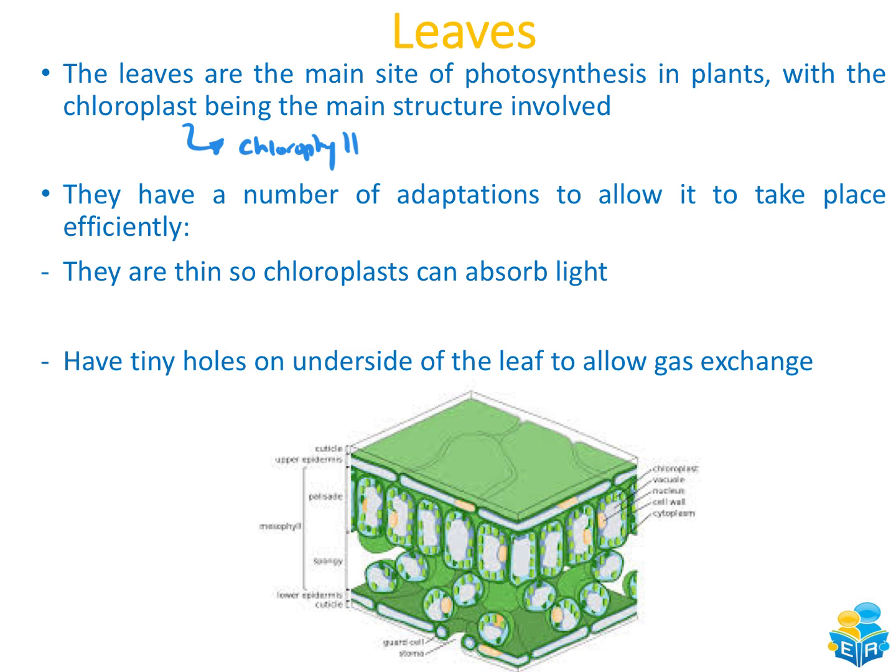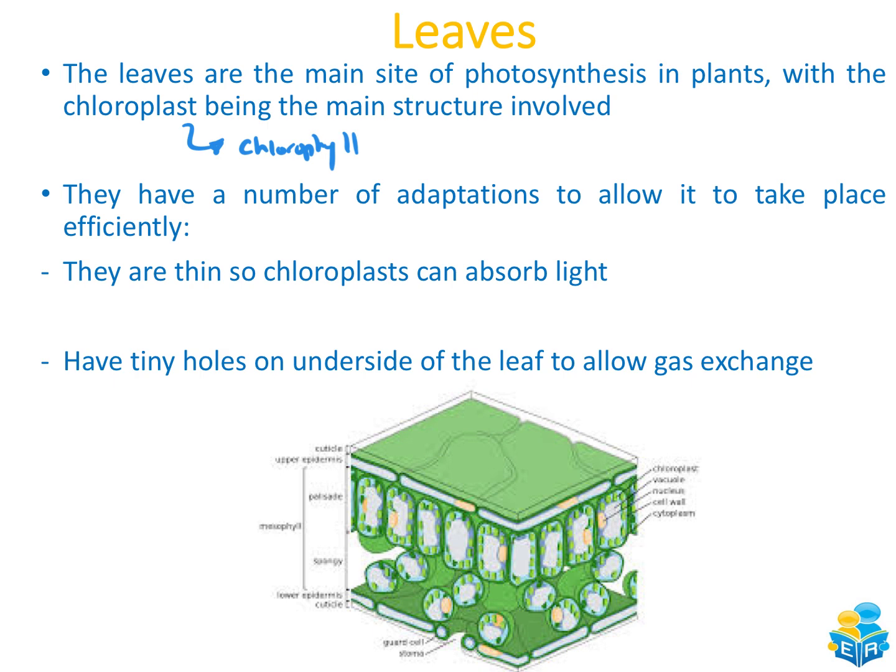Now, they have a number of adaptations to allow for it to take place efficiently. So we want photosynthesis to take place as efficiently as possible. So they're very thin. The leaves we can see down here, very thin. You even know that from yourself if you go outside and take a leaf off a plant. If you hold it to the side, you can see that it's really thin. So chloroplast can absorb as much light as possible.